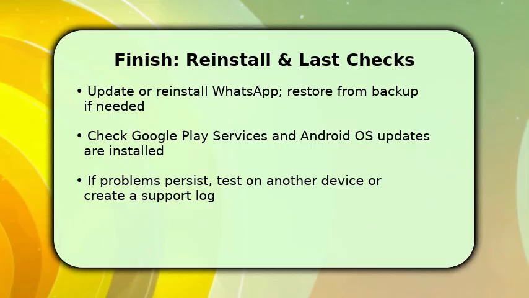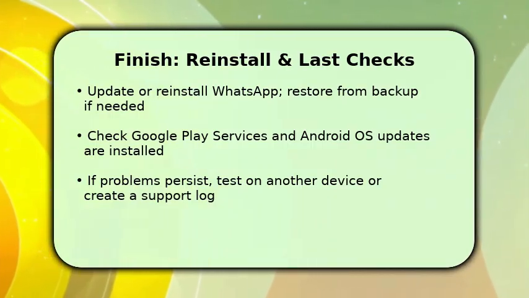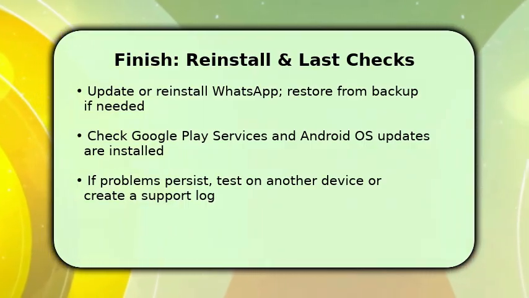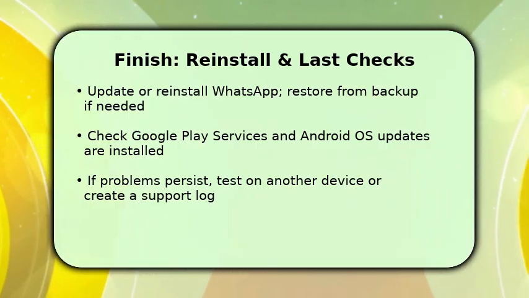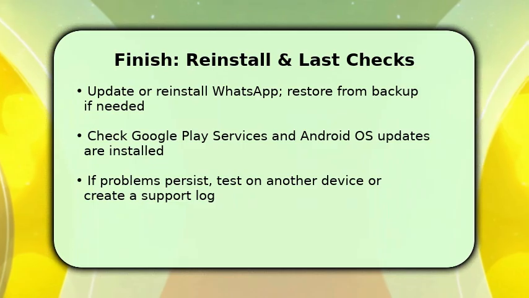Once reinstalled, open WhatsApp and send test messages from another account. If notifications still fail, try your account on another device and collect a support log. This helps pinpoint whether it's account, device, or network related and guides further troubleshooting.